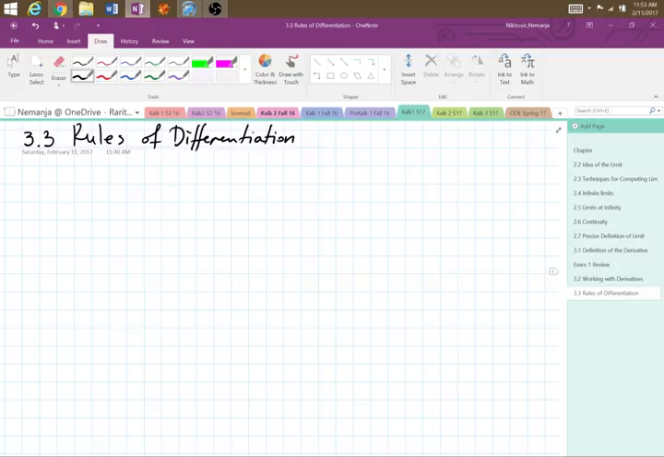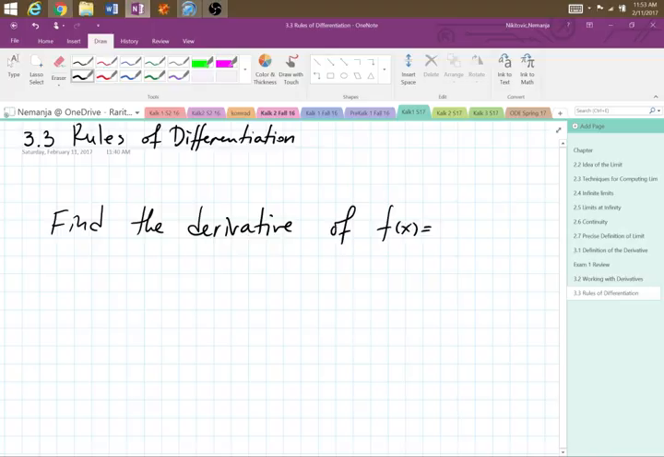All right, so first, find the derivative of f of x equals the square root of 3x minus 1. Well, we know how to find the derivative, obviously.